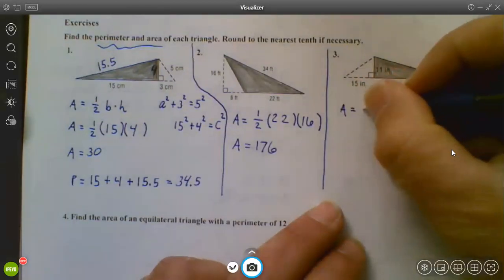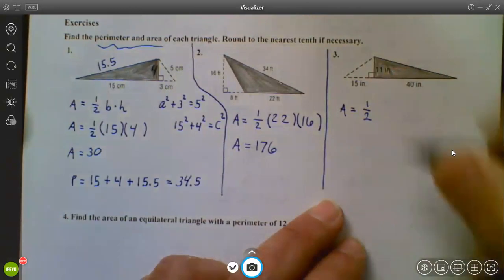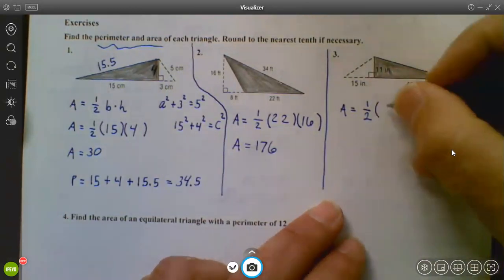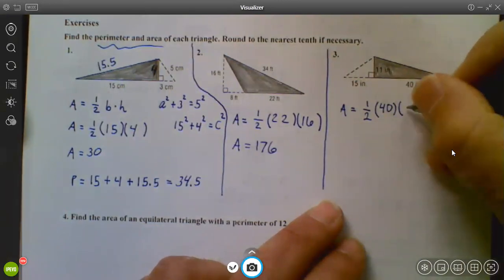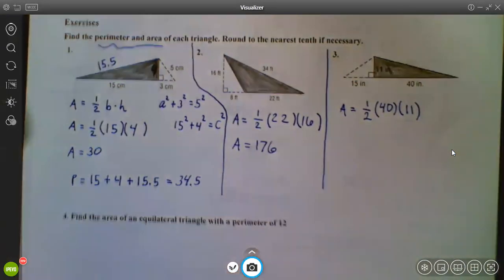All right, so let me just do the area portion of this, since we've already done some Pythagorean theorem on perimeter. So here's our base, here's our height. So that'd be our area.